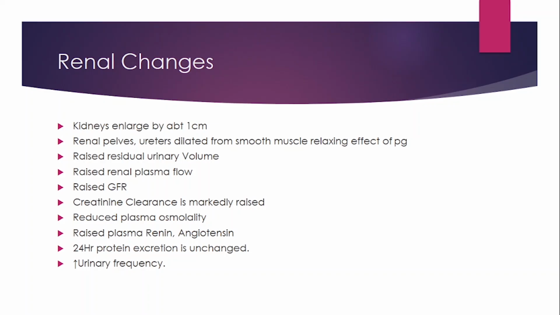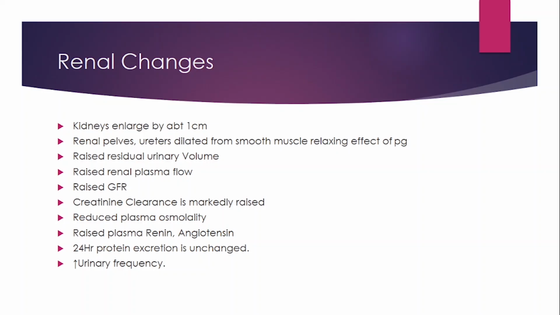In the renal system, the kidneys enlarge by about 1 centimeter. We also have dilatation of the renal pelvis and the ureters, and this takes place essentially from the smooth muscle relaxing effect of progesterone. We said earlier that in pregnancy, you have an increase in the production of progesterone, and progesterone helps in relaxing the smooth muscles.